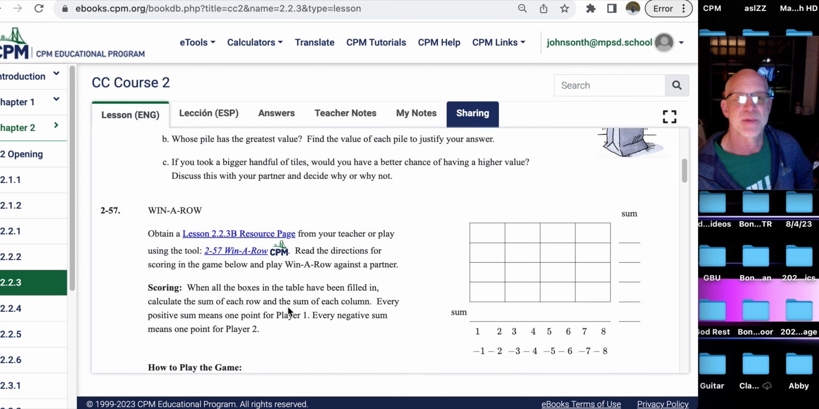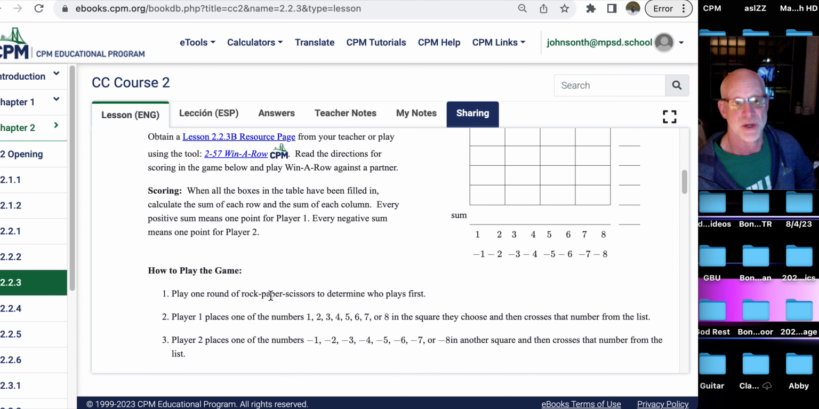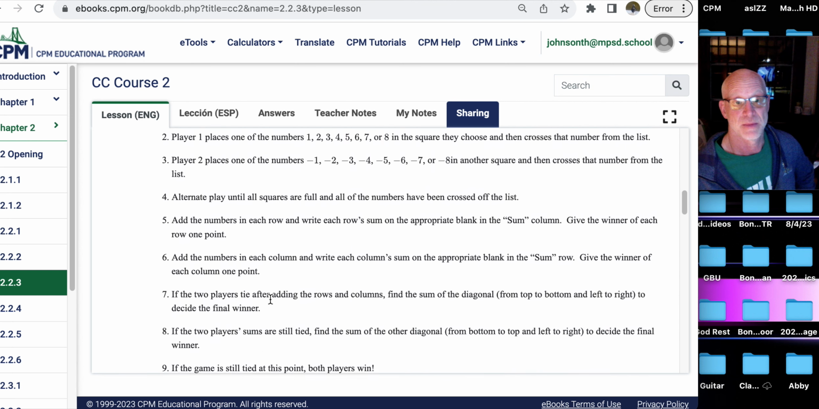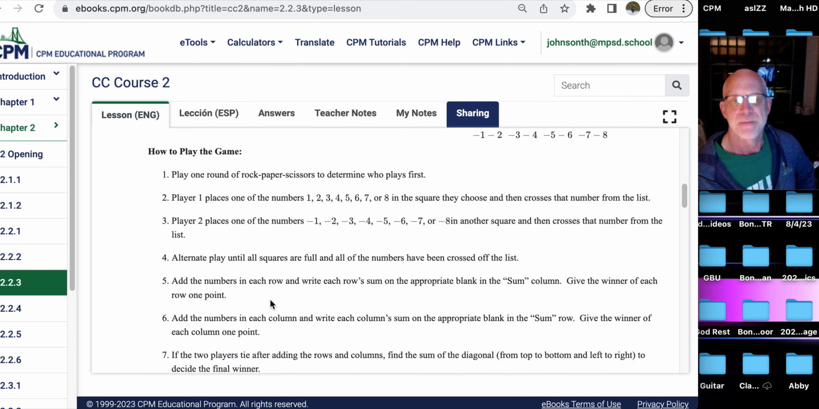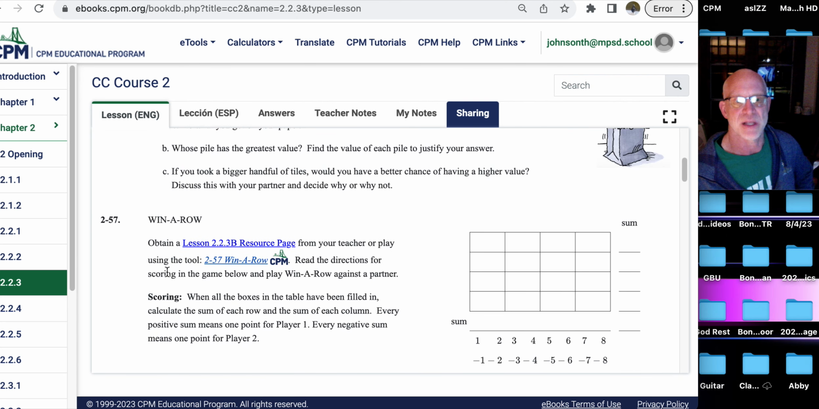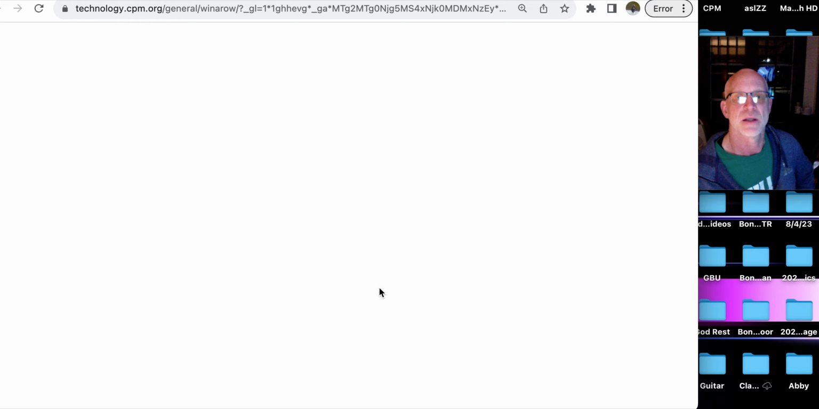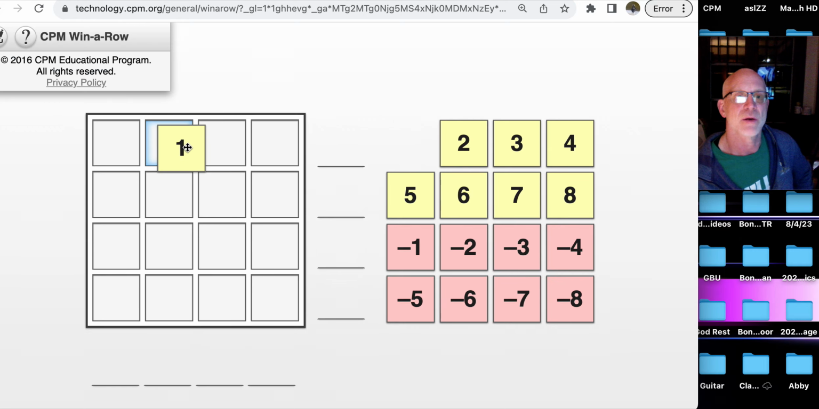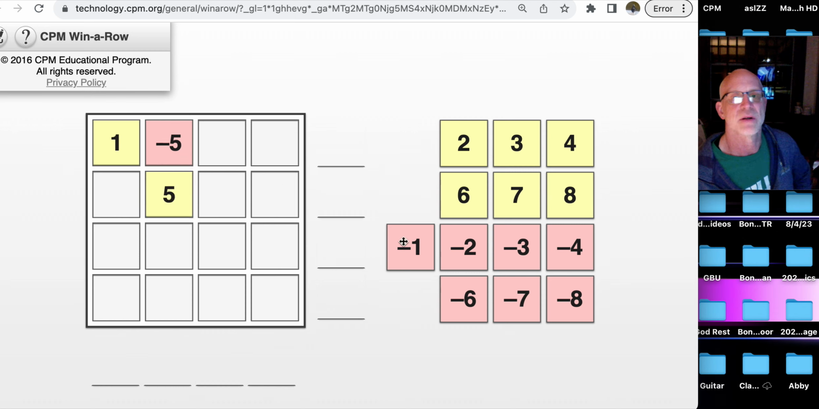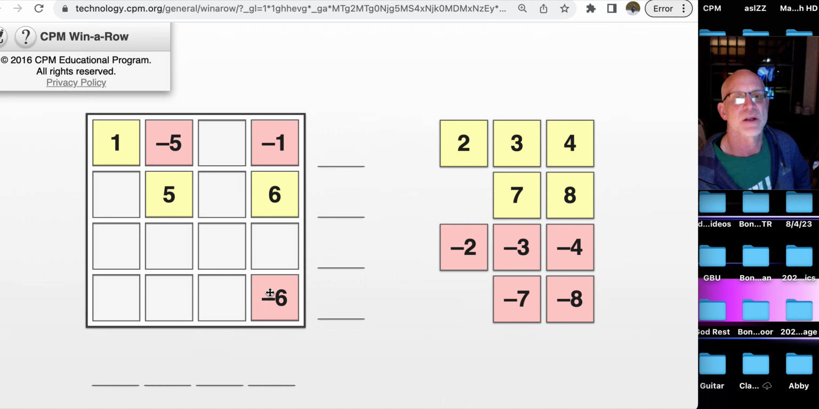Then we're going to play a game called Win a Row. Here are the directions for the game, and we'll talk about that. Basically the game is like this. I'm clicking on the tool, and I go, and then another person goes, and then I go, and then another person goes. We just keep going back and forth until all these are filled. Okay?